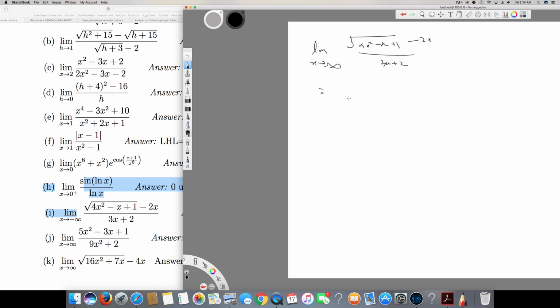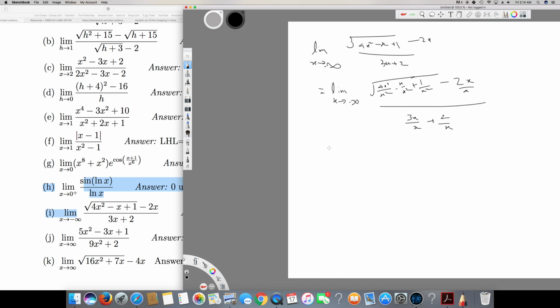So let's see what happens. Limit as x approaches negative infinity, square root of 4x square over x square minus x over x square plus 1 over x square, minus 2x over x minus 3x over x plus 2 over x.